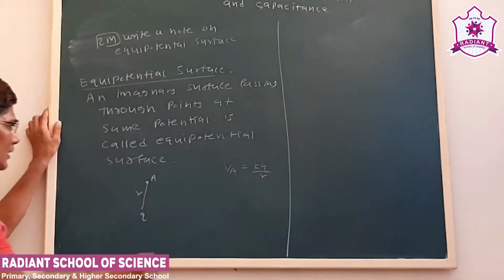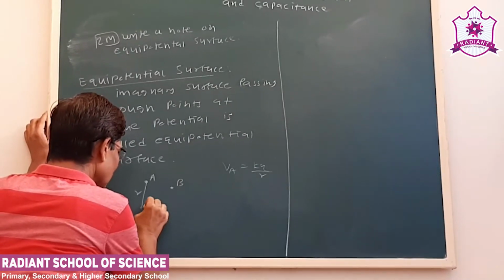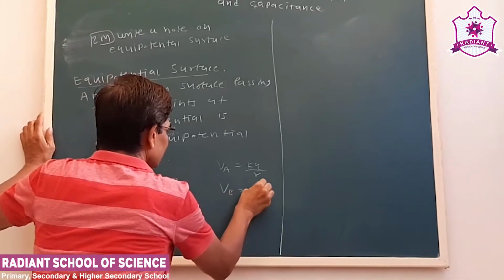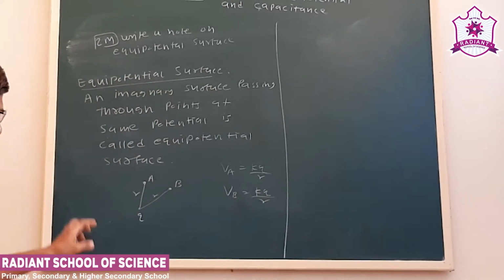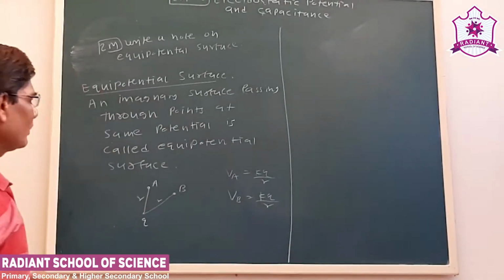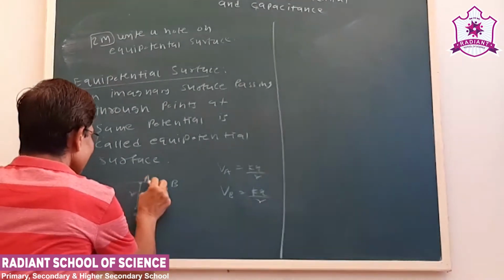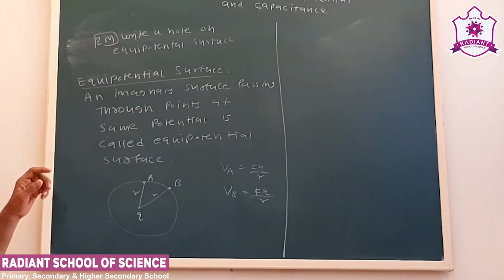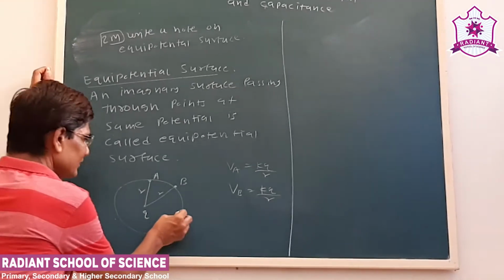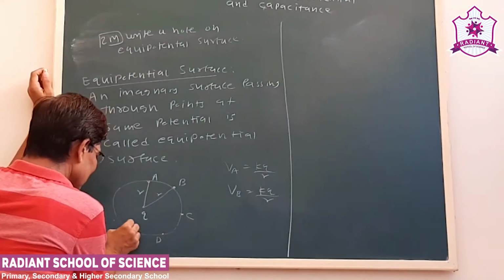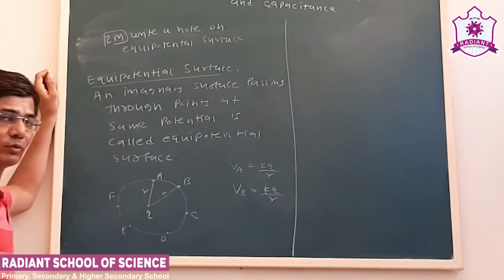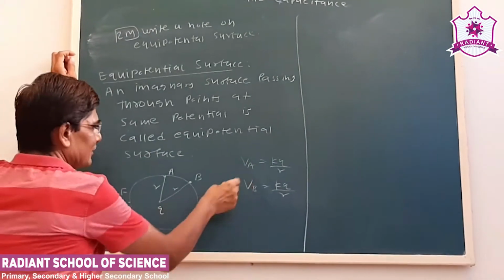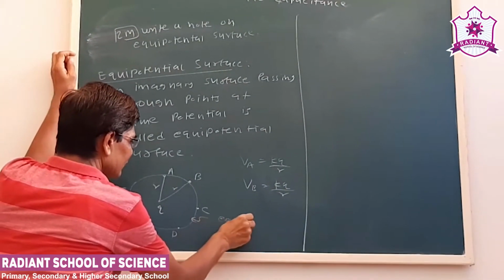Now we consider another point B which is also at the same distance. See, now we know the electric field of a point charge is radial. So with Q at the center and R as the radius, if I draw a sphere, then all the points on the sphere will be at the same potential. Now this imaginary surface passing through points at the same potential is nothing but equipotential.